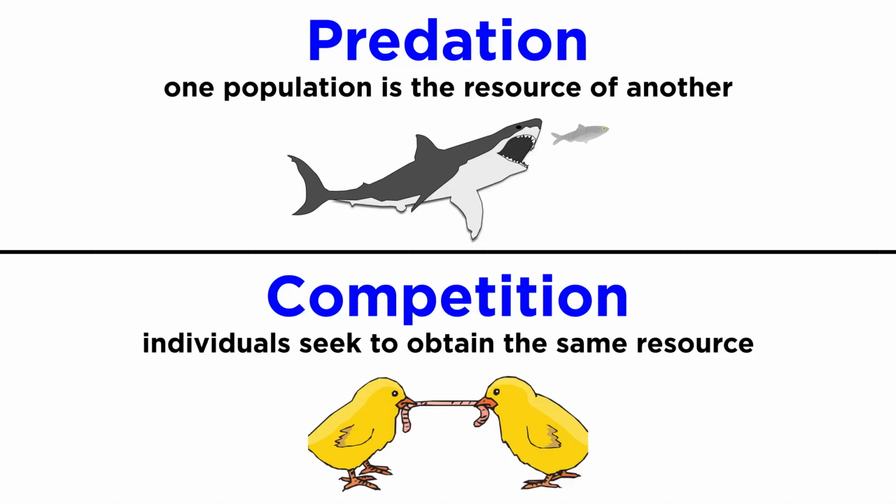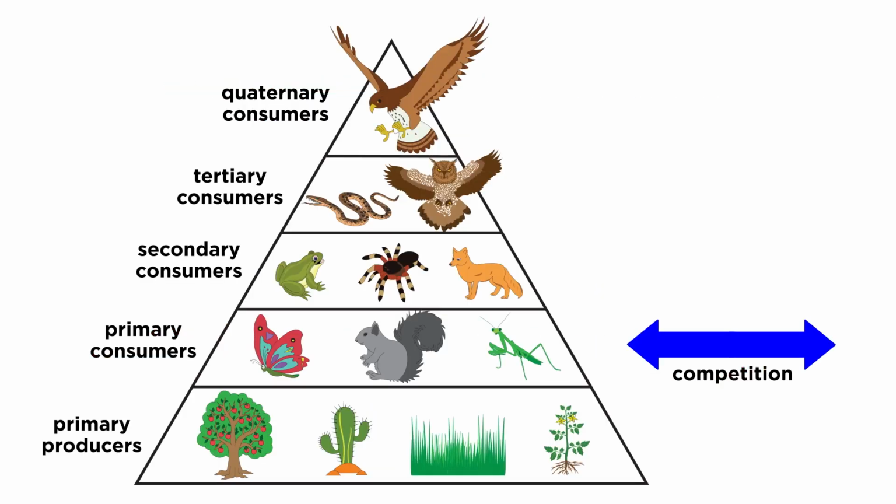Now let's look at the opposite of mutualism, predation and competition. The former is when one population is the resource of the other, while the latter is when individuals seek to obtain the same environmental resource. Think of competition as occurring horizontally on the same resource level, while predation takes place vertically between different resource levels. These are still ecological relationships, but they're not symbiotic ones.